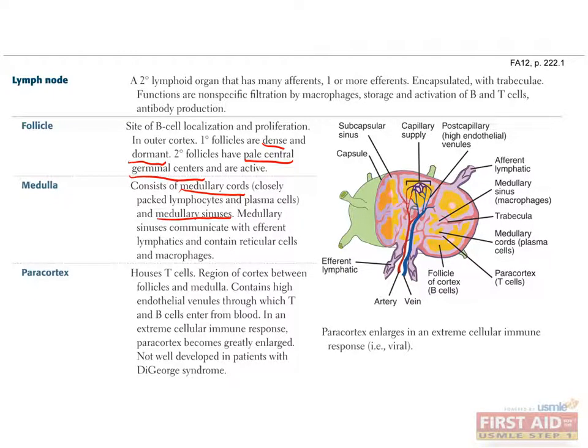Next is the paracortex, the region of the lymph node between the cortex and the medulla, and the site of T cells. The paracortex is characterized by high endothelial venules through which T and B cells enter from the blood. Histologically, one sees enlargement of this region during an immune response. Can you think of why this is the case? It's because the immune response results in recruitment and proliferation of immune cells.